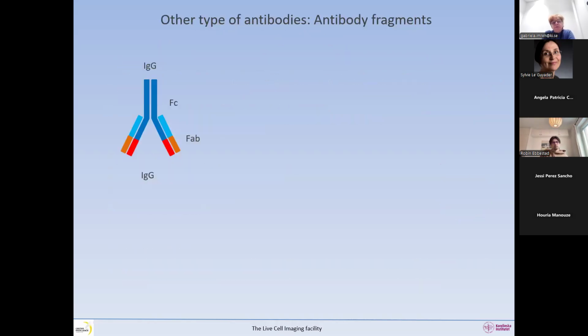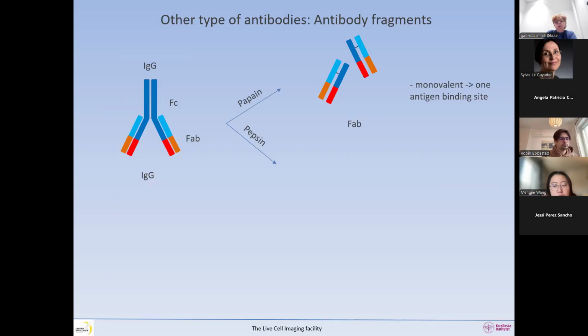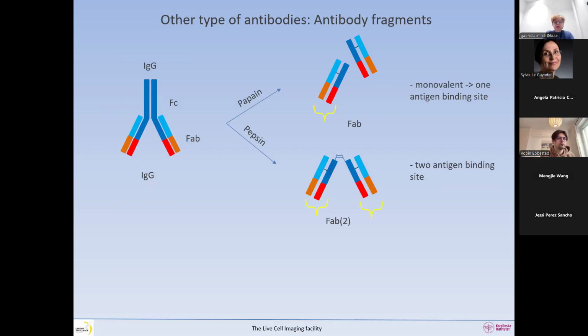We also have other types of antibodies, so-called antibody fragments, which can be produced if, for example, we have the IgG antibody and we incubate it with a different enzyme, for example papain, then we will get two monovalent FAB fragments, each of them with one antigen binding site. If we incubate the IgG antibody with pepsin, for example, then we will get a so-called FAB2 fragment, which has two antigen binding sites.